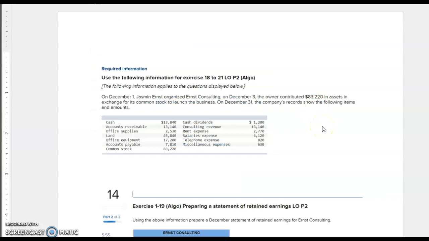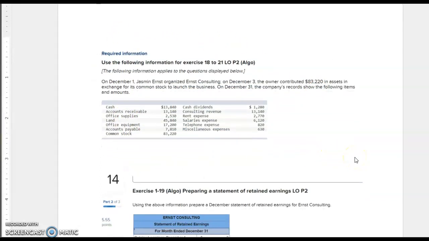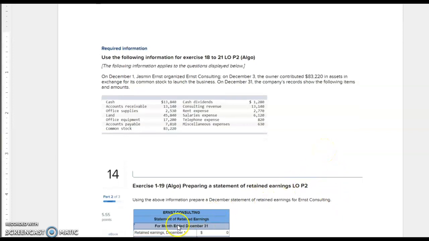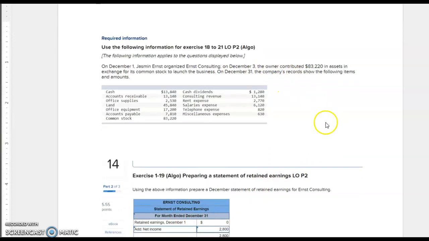Question 14 continues this original question used in 13 and says, using the above information, prepare December statement of retained earnings for Ernest Consulting. A statement of retained earnings explains changes in retained earnings from net income or loss and any dividends over a period of time. So in this blank form, again, we'll use for the month ending December 31st as described in the original question. We will label retained earnings as of December 1st as 0.